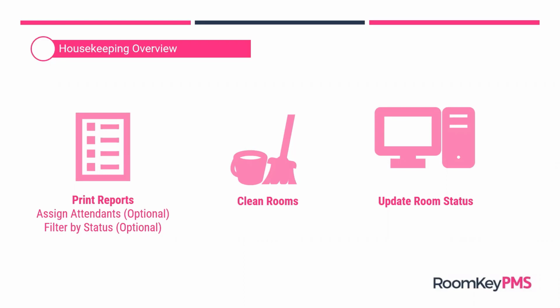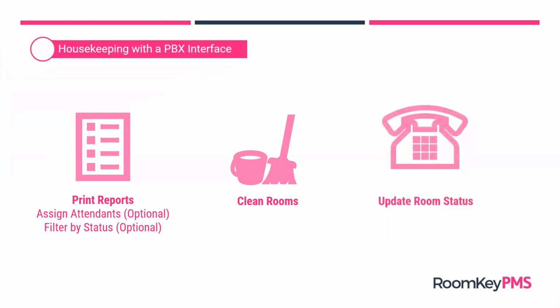Now, I did reference interfacing throughout that presentation, and if you are operating with a PBX interface, there are still three steps to the housekeeping lifecycle, but instead of updating room statuses on the computer, the housekeeper would actually use the phone in the guest room. That way, the front desk team does not need to open up the housekeeping module to update the room status. Instead, when the housekeeper has cleaned the room, they would use the telephone in the guest room to dial in a housekeeping code that would automatically update that status in RoomKey.